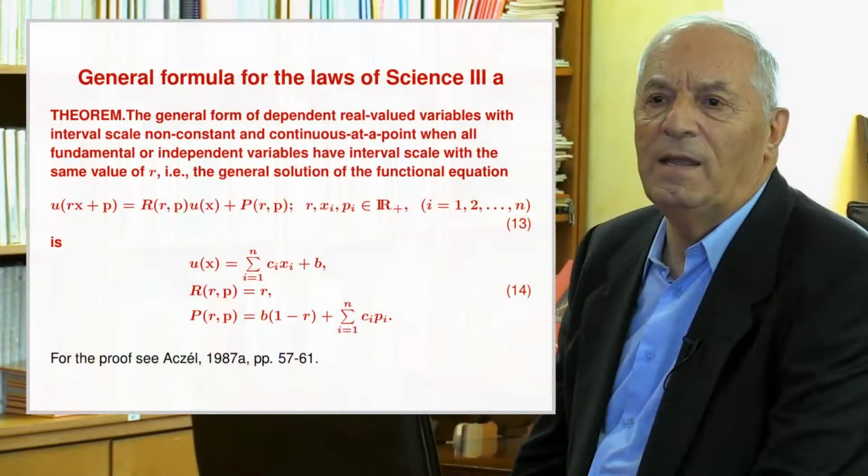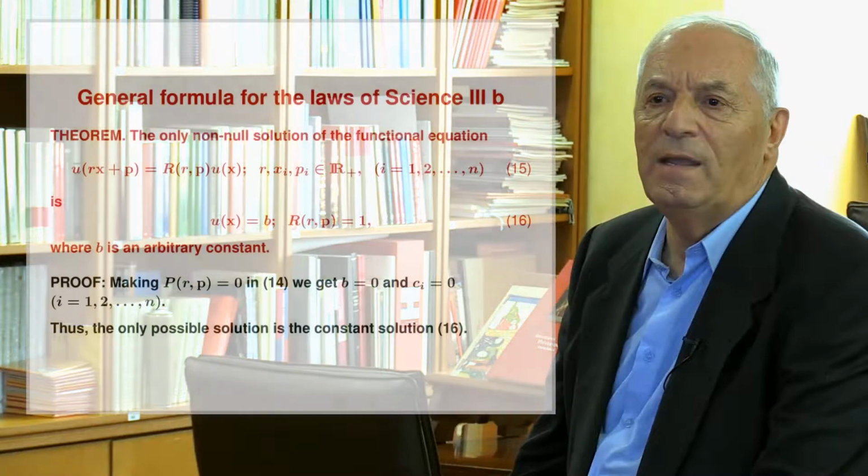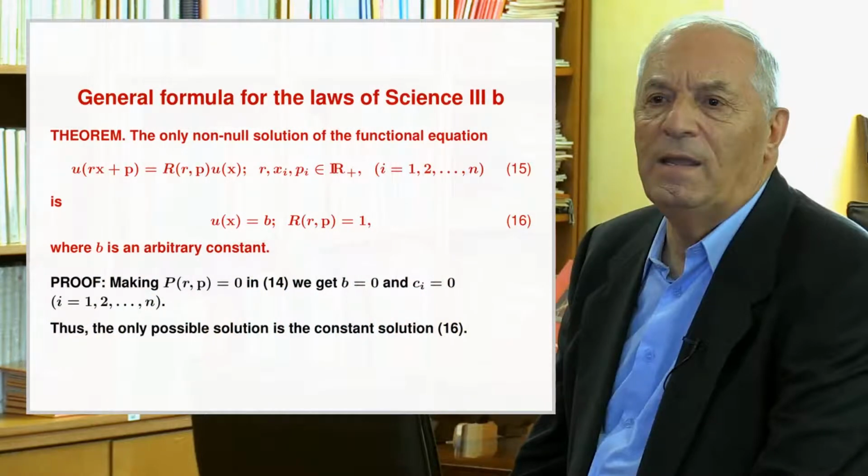Next, we deal with our laws of science 3a model, and then we have the following theorem. The general form of dependent real variables with interval scale, non-constant and continuous at a point, when all fundamental or independent variables have interval scale with the same value of r, that is, the general solution of the functional equation 13, is 14. For our laws of science 3b model, a particular case of the previous one, we have the following theorem. The only non-null solution of the functional equation 15 is 16, where b is an arbitrary constant. The proof is very simple because it consists only of making p, b, and the c constants equal to 0.